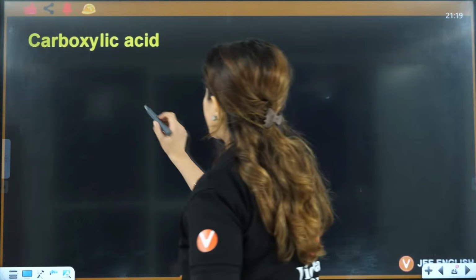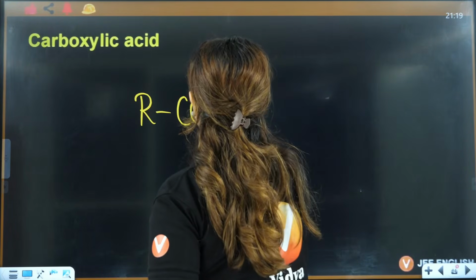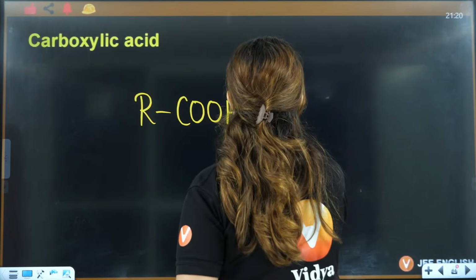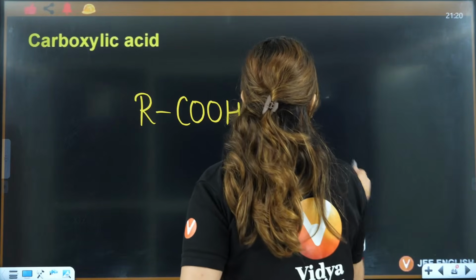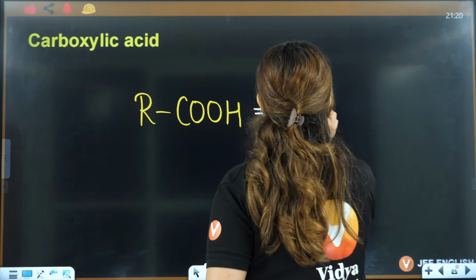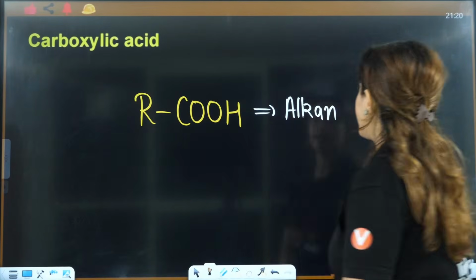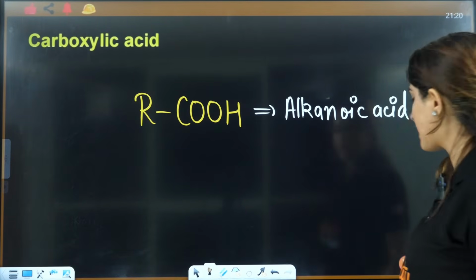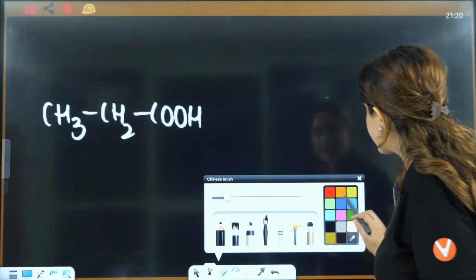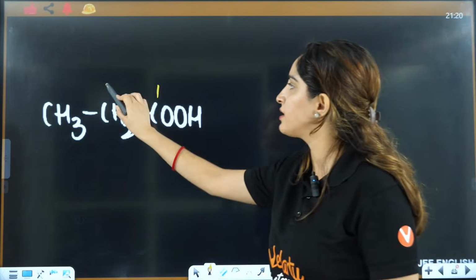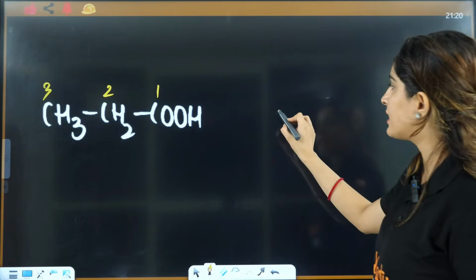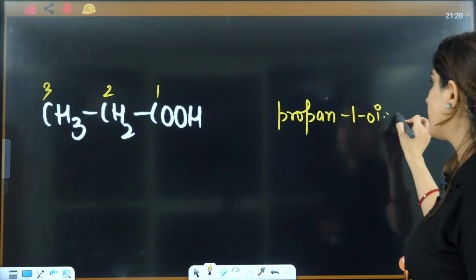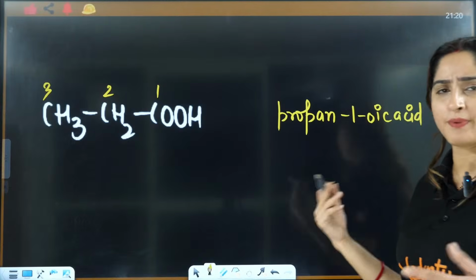Now let's talk about carboxylic acid, that is RCOOH. This is alkane. Cancel this ane and write oic acid. Alkanoic acid. Okay, let's see how you're going to write it. For example, this is 1, 2, 3. So you'll write it like propane 1 oic acid. The 1 you can ignore also. You can also write propanoic acid.